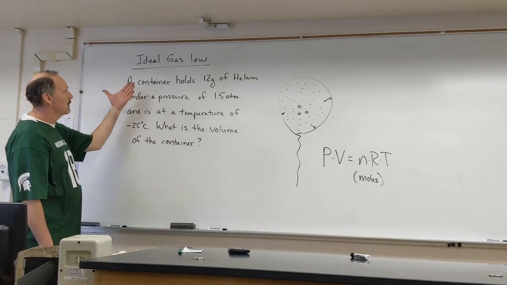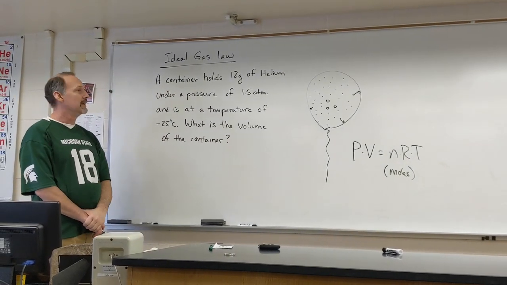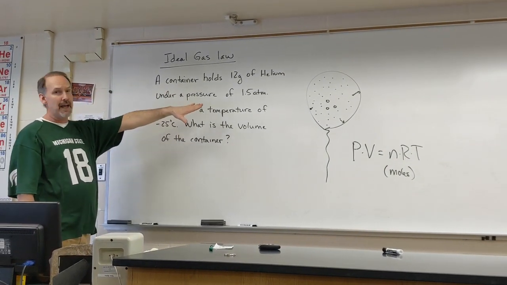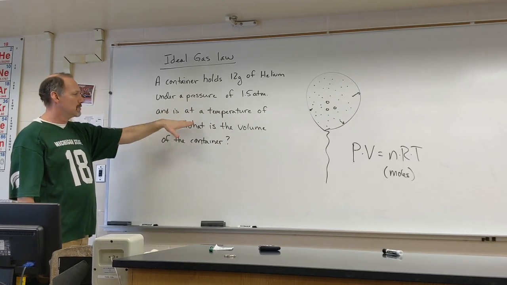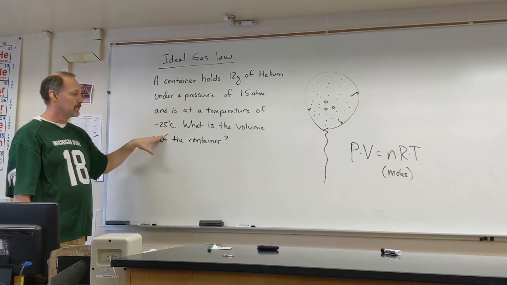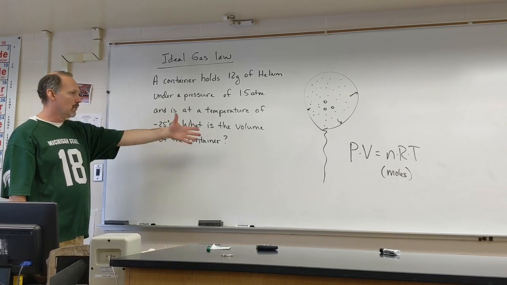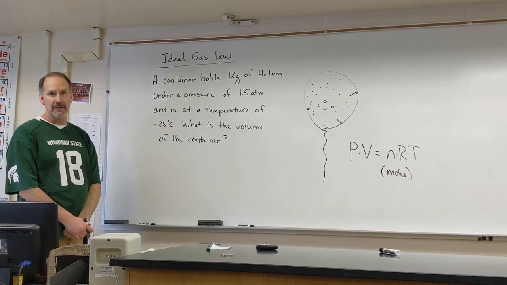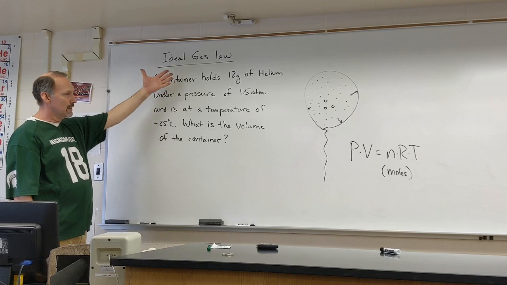Here we have a gas. We have a container that holds 12 grams of helium. It's under a pressure of 1 atmosphere. It is at a temperature of negative 25 degrees Celsius, so it's in a cold container. And our question is, what is the volume of that container? So here we go. We're going to use the ideal gas law.